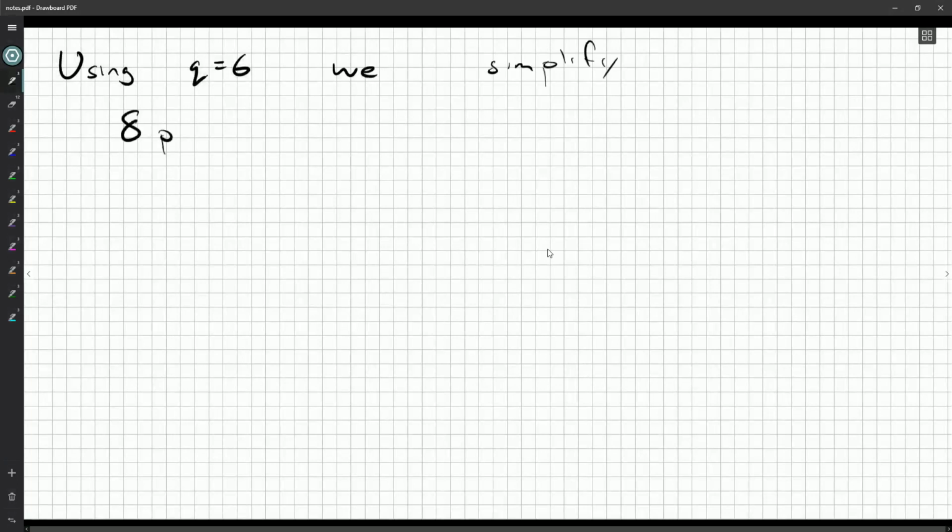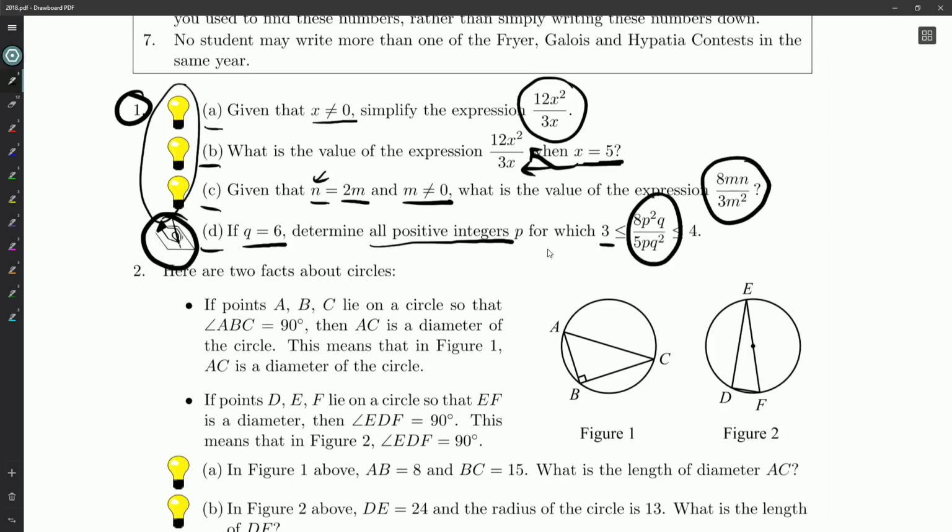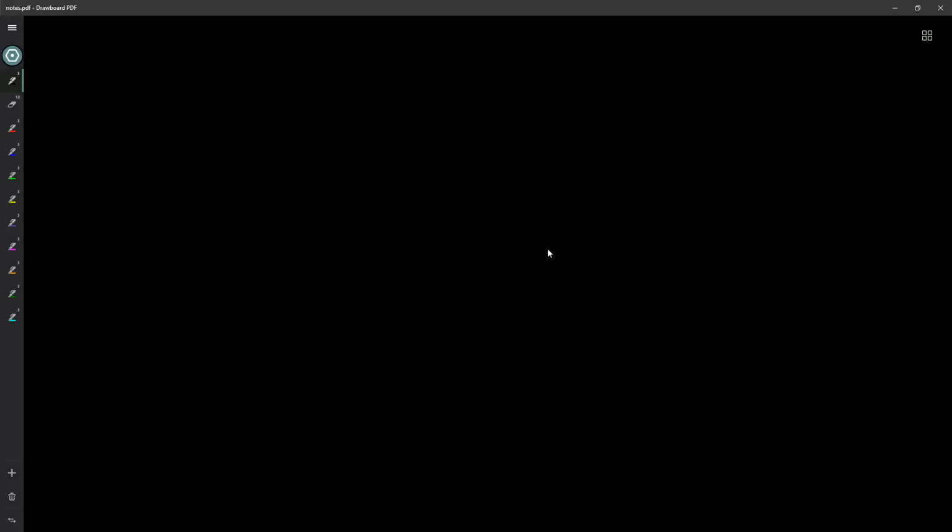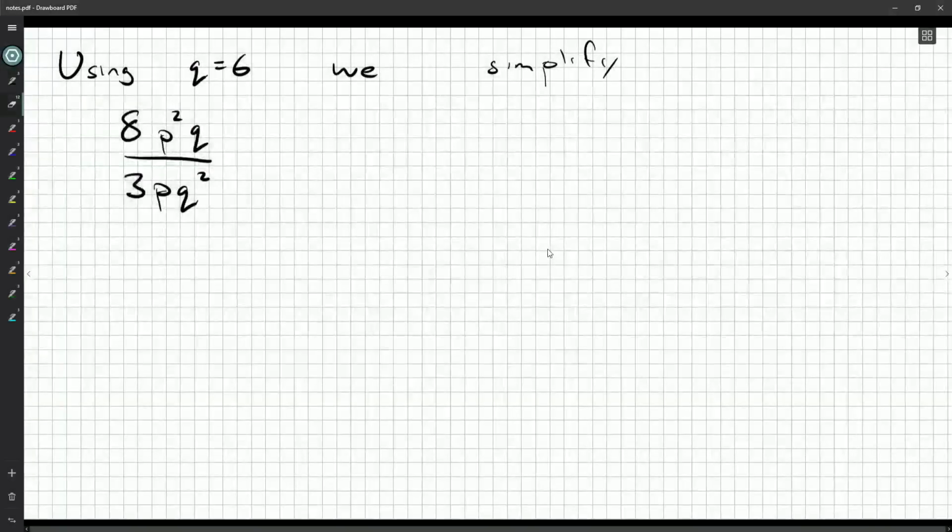So we have 8, I think it's P squared Q, I'll check in a moment, and then I think it was 3P Q squared on the bottom. Right, P squared Q and then PQ squared. But it's a 5. It's a 5. Alright, so what could we do? Well, this P and this P will cancel out, and the Q on top and one of the Q's on the bottom will cancel out. So we'll have an 8P on top over 5Q.